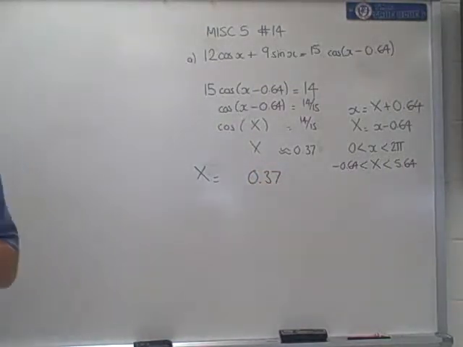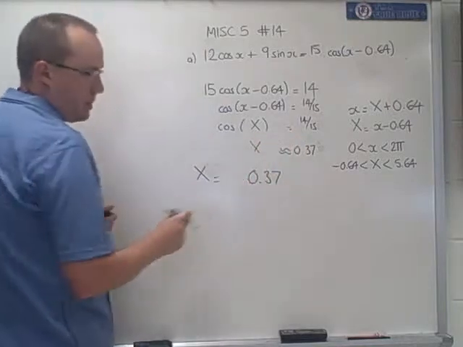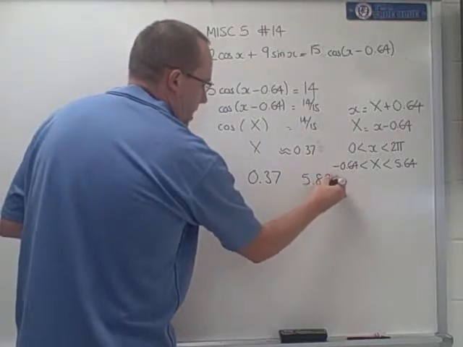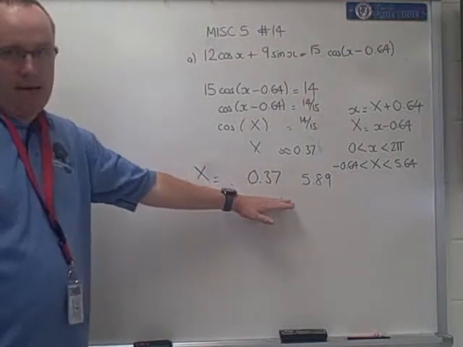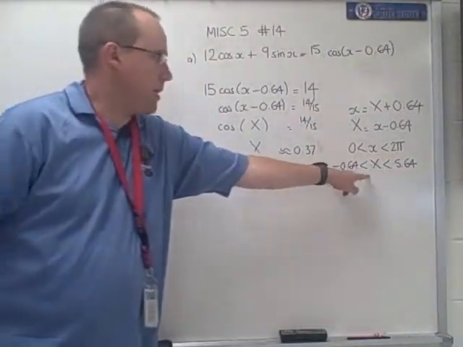I also know for cosine that the two answers together are going to add up to 2 pi, or 360. So another possible answer for this question, with 2 pi being 6.28, that would be 5.89. And it looks like this is going to be the smallest value that we have. Now, we've also got to check here that we're finding values from here to here.